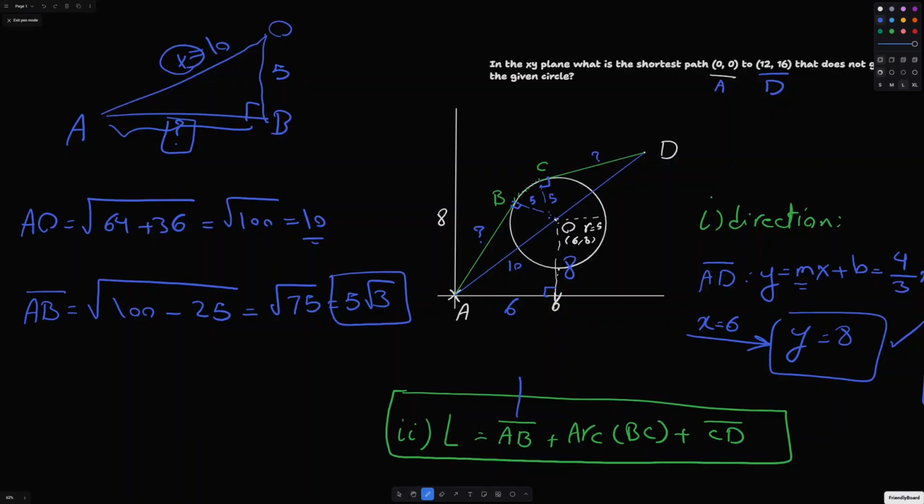So we have this 5 square root of 3. And we also mentioned these two are exactly the same, so they are going to be the same length. We can just say CD is also 5 square root of 3. So what we want right now is just one simple thing. What is this arc? We just need this arc and that's it. So let's find the arc.